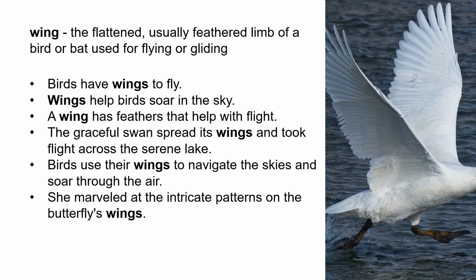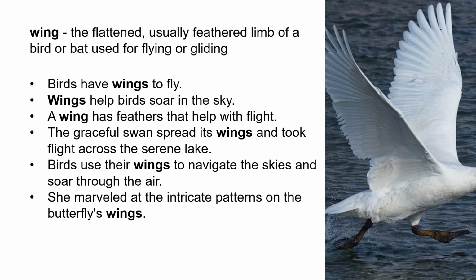Wing. Wing is the flattened, usually feathered limb of a bird or bat used for flying or gliding. Birds have wings to fly. Wings help birds soar in the sky. A wing has feathers that help with flight.